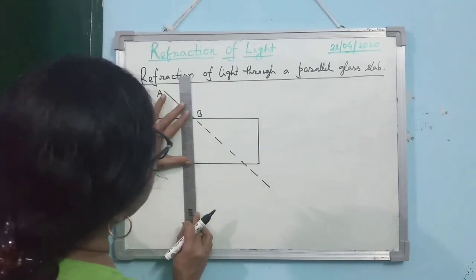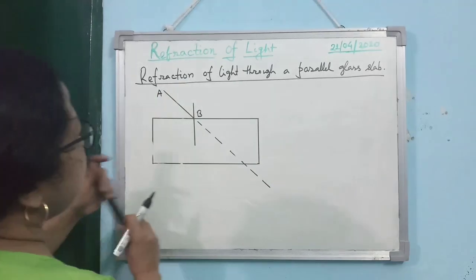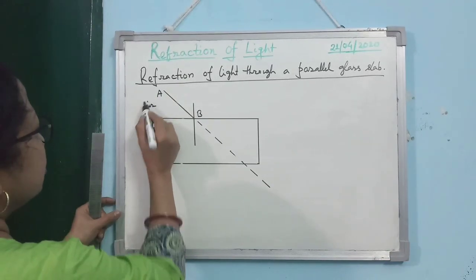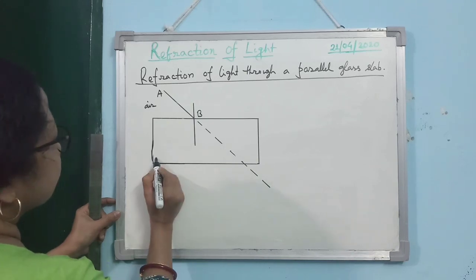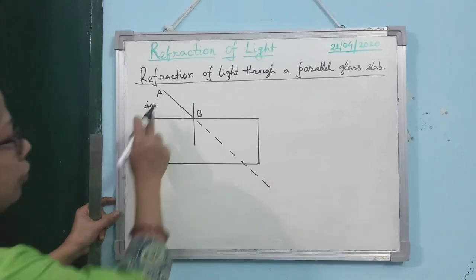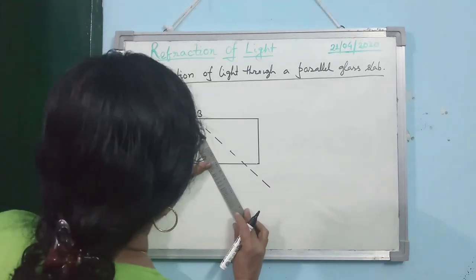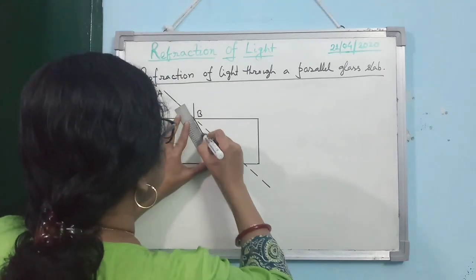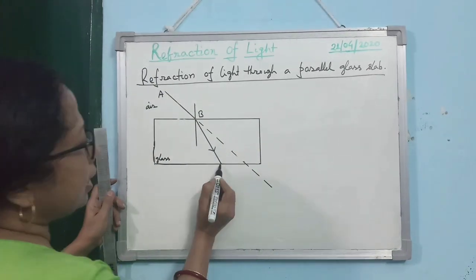Then what will happen? Let us draw the normal. So here you see it is moving from air to glass, means it is moving from rarer to denser medium. So how will it move? It will bend towards the normal. So you see it is bending towards the normal and then falling on the second surface.